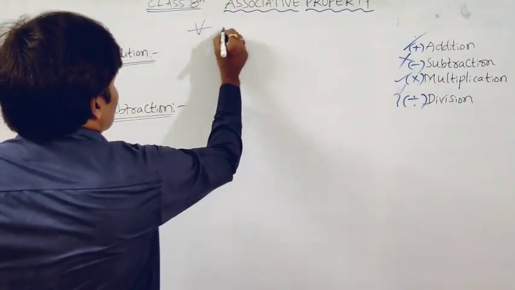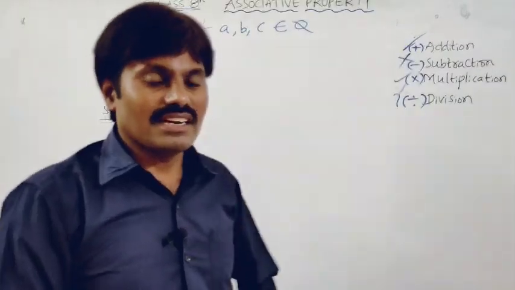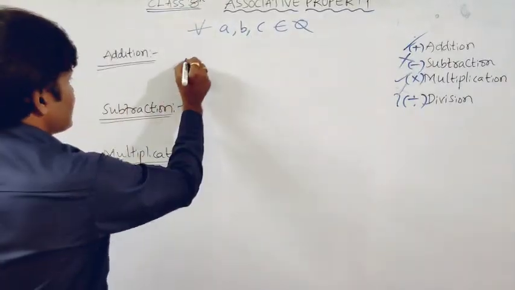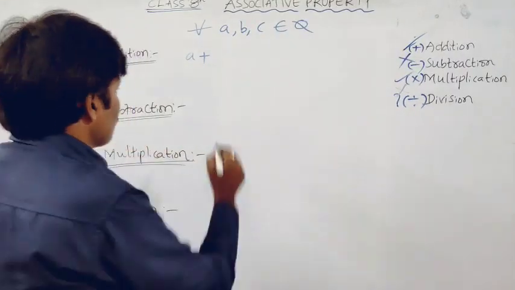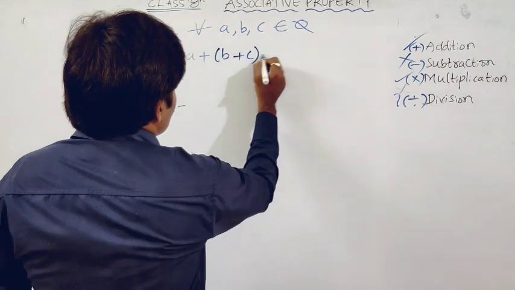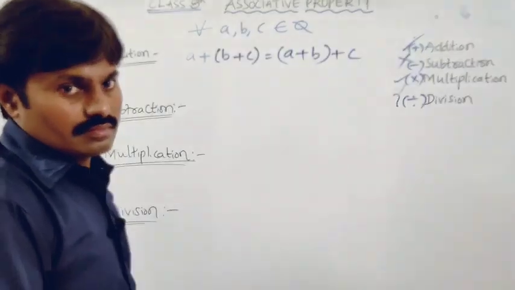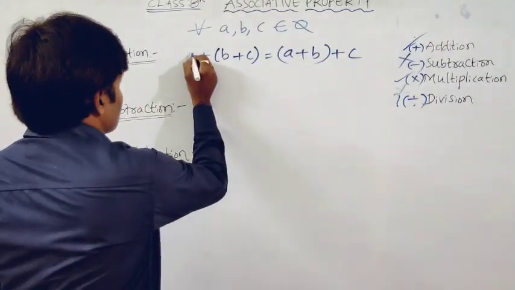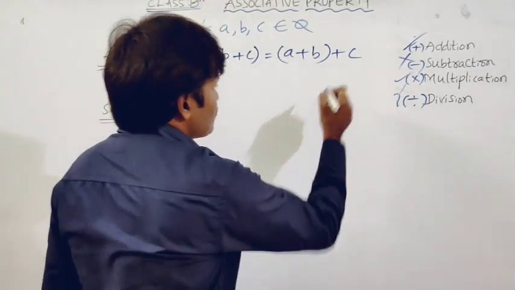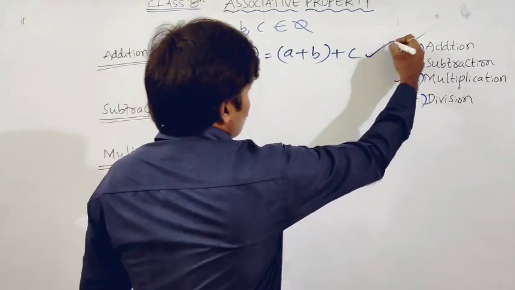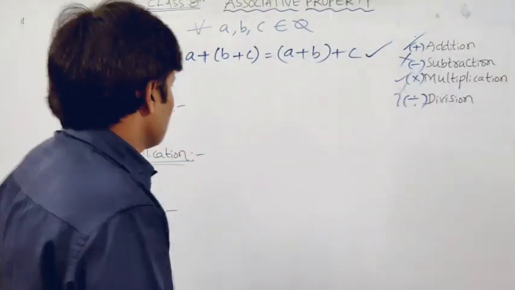See, for all A, B, C belonging to rational numbers, A, B, C are any three rational numbers. Then under addition, A plus of B plus C is equal to A plus B plus C. Is it satisfied or not? So we can write the associative property under addition in this form.